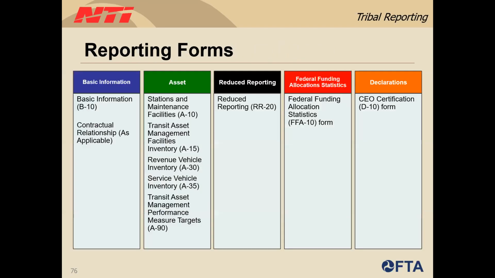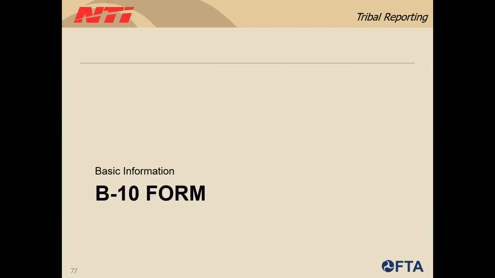Okay. So these are the general forms that a tribal agency will report on, and of which Courtney will be going over in a moment. They're separated by types of forms. So basic forms will be those B forms. Asset forms will start with an A, and then the reduced reporting form, which holds the service, financial, and safety data, is called the RR20. For such a deceptively small name, it's the biggest part of your data report. And then, of course, you have the summary forms for the FFA 10 as well as the D10. So I'm going to go ahead and turn it over to Courtney so she can go over what each form contains and details how to fill them out.